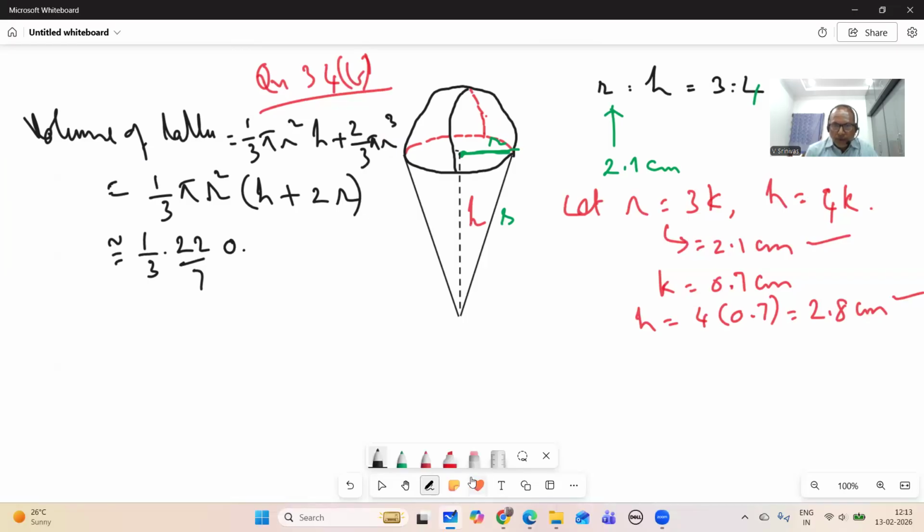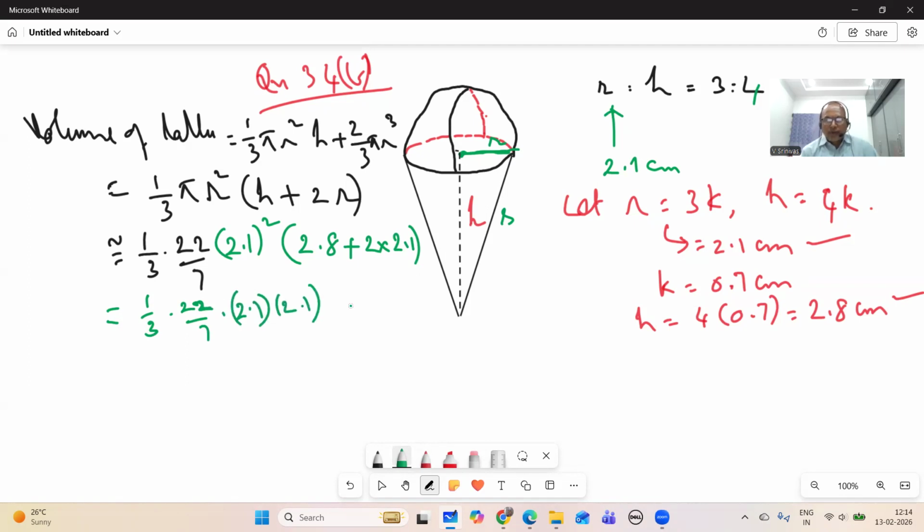R is how much? 2.1. I'm sorry, it is 2.1 centimeters. So r square is this. H is how much? 2.8. And 2 into r is 2.1. Okay, so this is equal to 1/3 into 22/7 into 2.1 into 2.1, right? 2.1 square is 2.1 into 2.1.